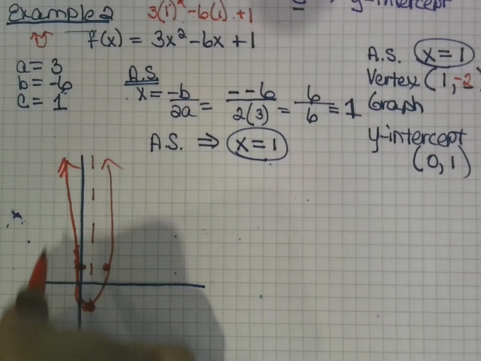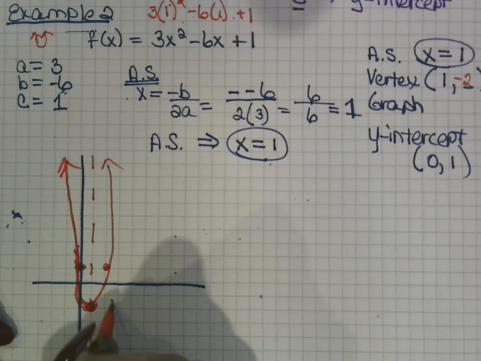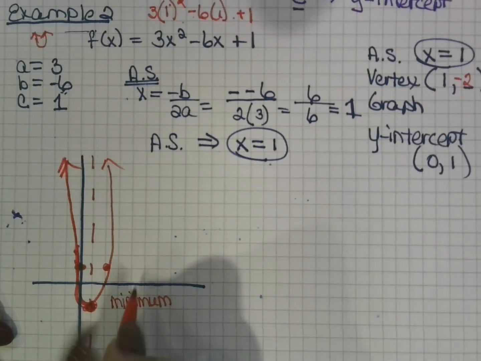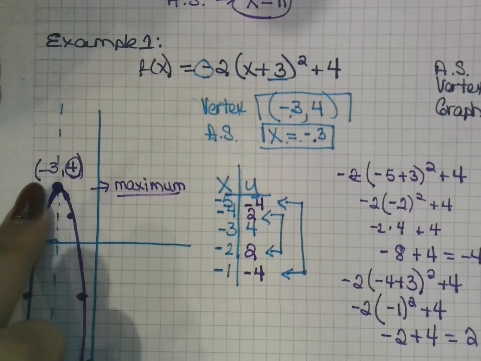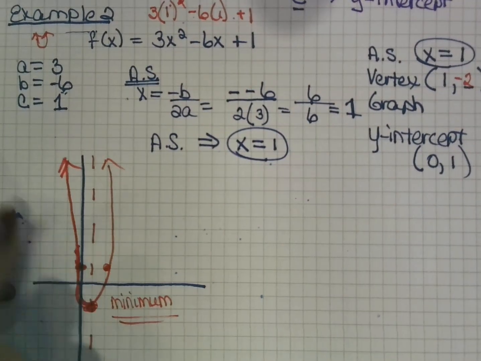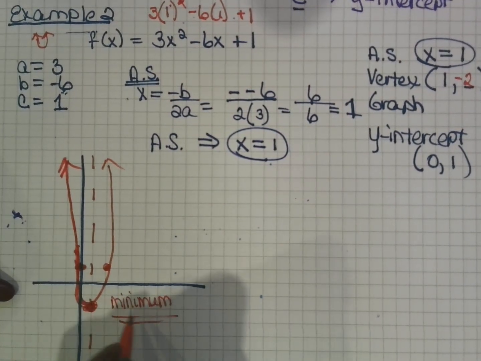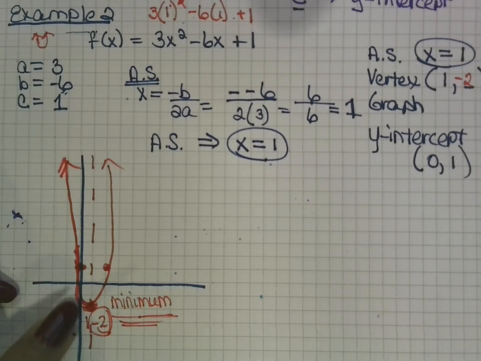Now this one, because it's opening up, this vertex down here is a minimum. If you remember the other one we just did, this one over here, it was a maximum. So when your function opens down, it's a maximum. When it opens up, the vertex is a minimum. This is the smallest value y is going to have. It's at 1, -2. So the smallest value of y is -2. Everything else is above it.